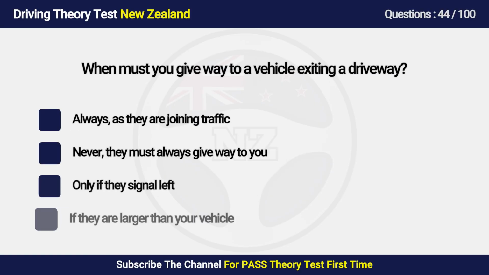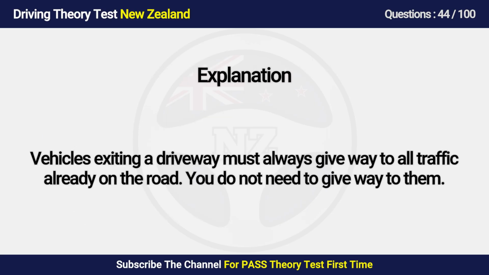Question 44. When must you give way to a vehicle exiting a driveway? A. Always, as they are joining traffic. B. Never, they must always give way to you. C. Only if they signal left. D. If they are larger than your vehicle. Answer is B. Never, they must always give way to you. Vehicles exiting a driveway must always give way to all traffic already on the road. You do not need to give way to them.